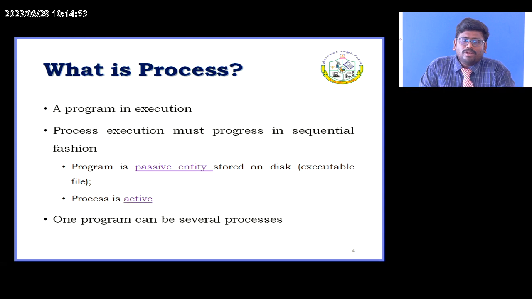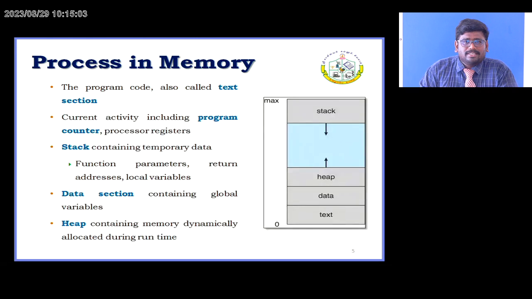Usually, the program is a passive entity, that is only the executable file. But the process is an active entity, that is, it is in execution. Okay, this is the definition of the process. Then how it is represented in memory. Usually it's stored in memory from the lower memory to the higher memory. There are various elements used to represent the process in memory.